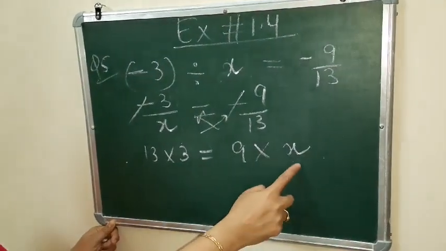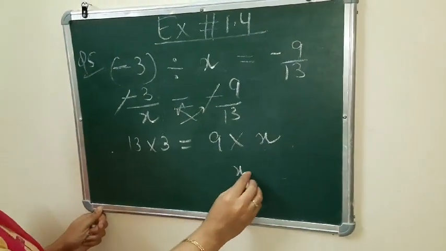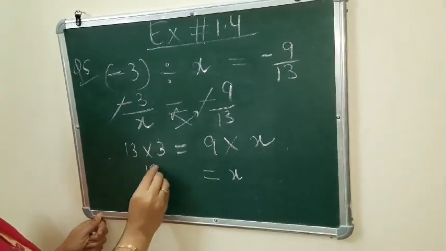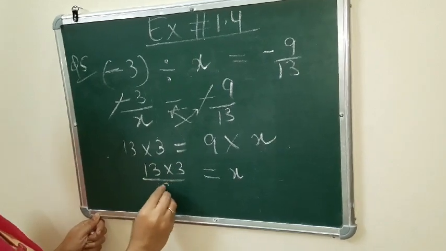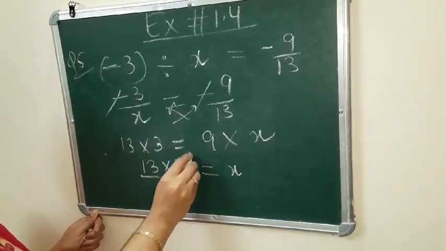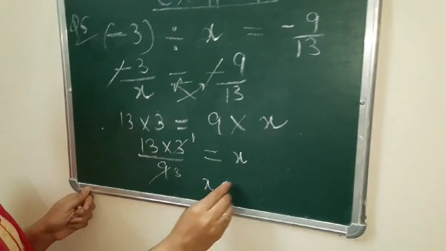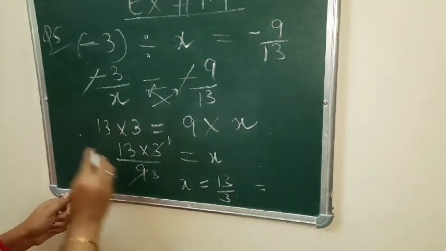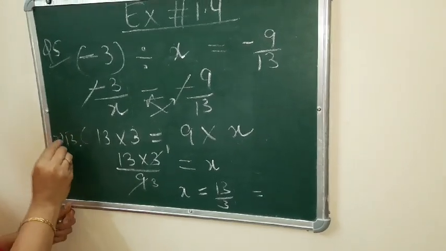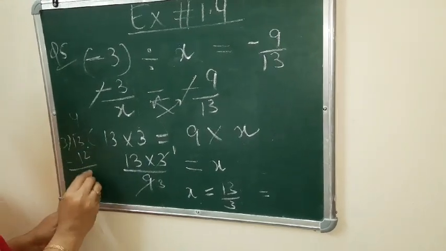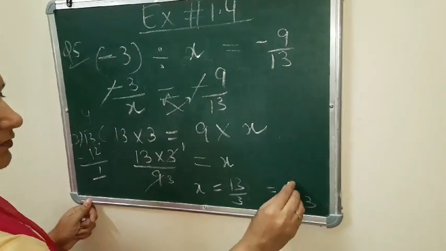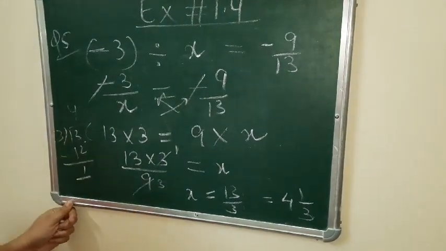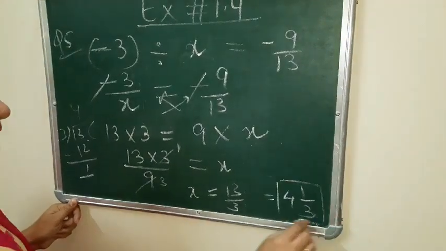Now as you have to find x, so x will be left alone and 9 will shift to the other side. Now as it is multiplying here, so here it will be divided. So cut it. 3 ones are 3, 3 threes are 9. So your answer becomes 13 by 3. Let's change it into mixed numeral. For mixed numeral you need to divide. 3 4s are 12 and 1 is remainder. So you can write it as 4 1 upon 3. So this will be your answer.